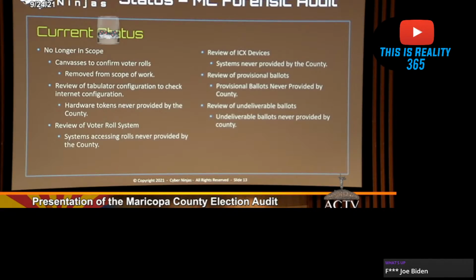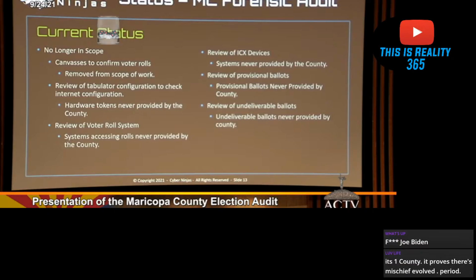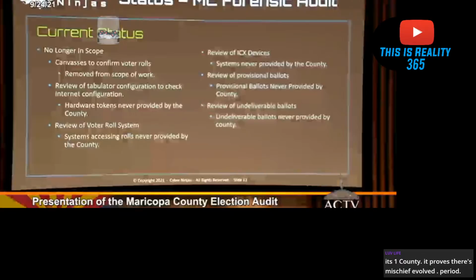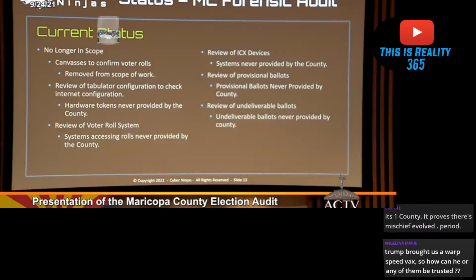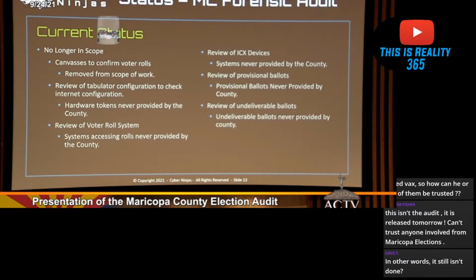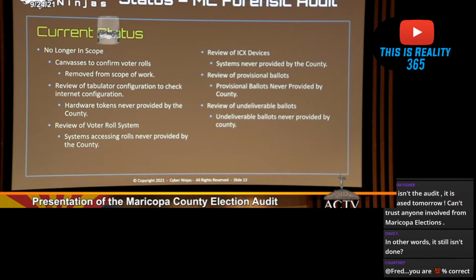We had hoped to look at the review of the ICX devices, but again, those had not been provided. We had wanted to look at the provisional ballots, the ones that had not been counted, to count the sealed envelopes to make sure they matched up with everything and made sense. And those, again, were not provided. We'd also hoped to take a look at the undeliverable ballots to see how many of them were bounced back or what happened to them. And again, those were not things that were provided. And so there were things that are no longer in scope and we're not able to take a look at.